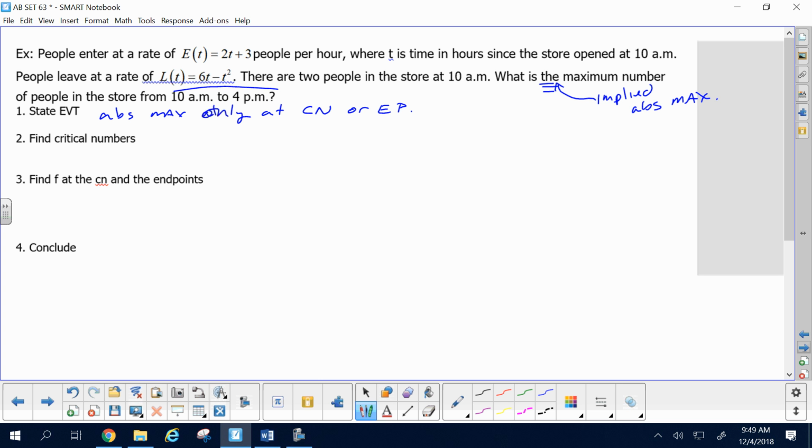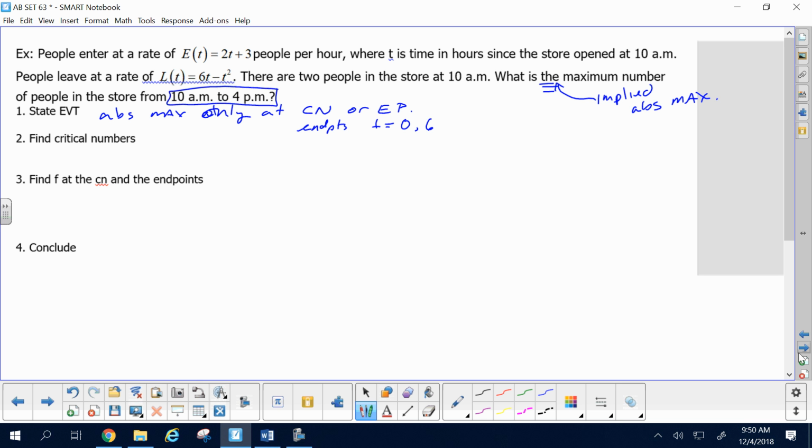10 to 4. What are those in terms of time? Is that time 10 and time 4? Or do we have to tweak those a little? Tweak them. What are the endpoints? Time is hours since the store opened. So 10 a.m. is time 0, and 4 p.m. is time 6. Okay. You do have to do a little bit of thinking here.